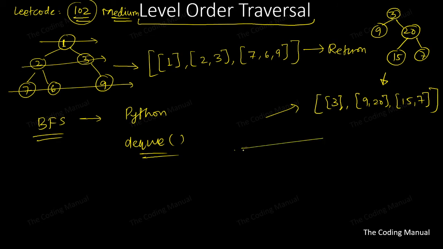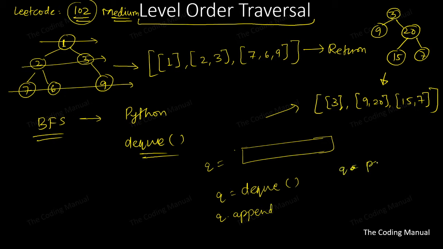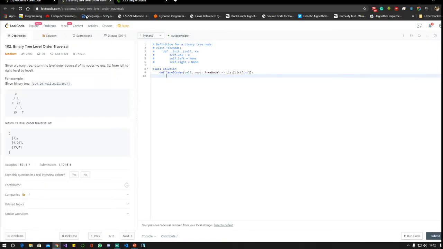Okay, so let's understand. A deque will be something like this: we will initialize it, then append, and pop from q.popleft. Let's see what will happen in this case. We have 3 9 20 15 and 7.